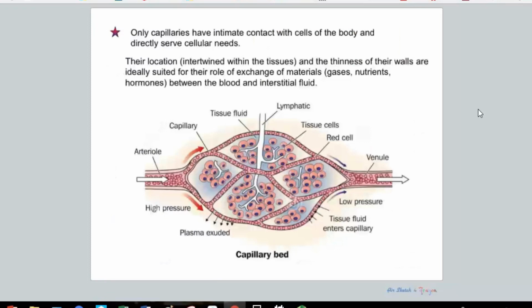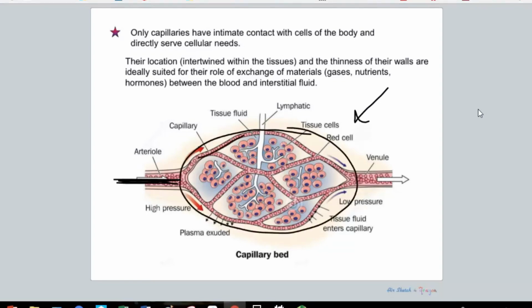So only capillaries have intimate contact with the cells of the body and directly serve their cellular needs. And you guys have seen this before, and that's illustrating it. Here we have an arteriole which feeds the capillary bed, single file red blood cells coming through, and these are all the cells of the body that these are exchanging materials with.